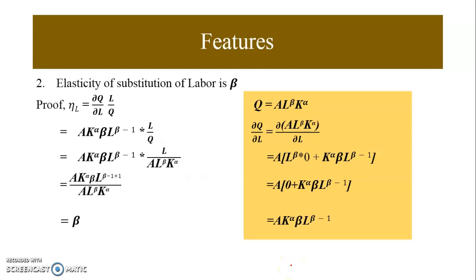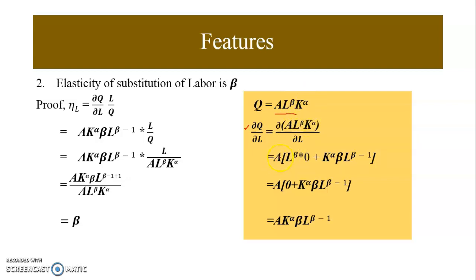Next is the elasticity of substitution of labor, which is beta. So how can you prove it? You already know the formula for calculating the elasticity of substitution of labor, that is MPL, the partial derivative of your output with respect to labor, into labor, divided by total output. So first we'll calculate the partial derivative. When this is our output, we are finding the partial derivative of this output with respect to L by taking capital as constant.